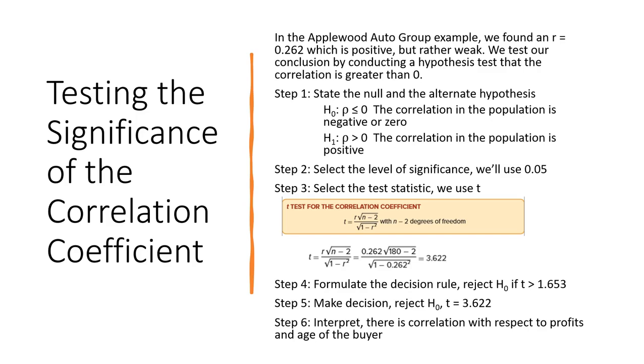But our values for 178 aren't really available using the table that we have, so let's look for 180 degrees of freedom at the 0.05 alpha. We find that the critical value is 1.653. Then we can use the formula that we saw on the previous slide, and we calculate a value of 3.622 and conclude the sample correlation is too large to have come from a population with no correlation. Therefore, the outcome of a marketing campaign directed to older buyers is uncertain based on this example.